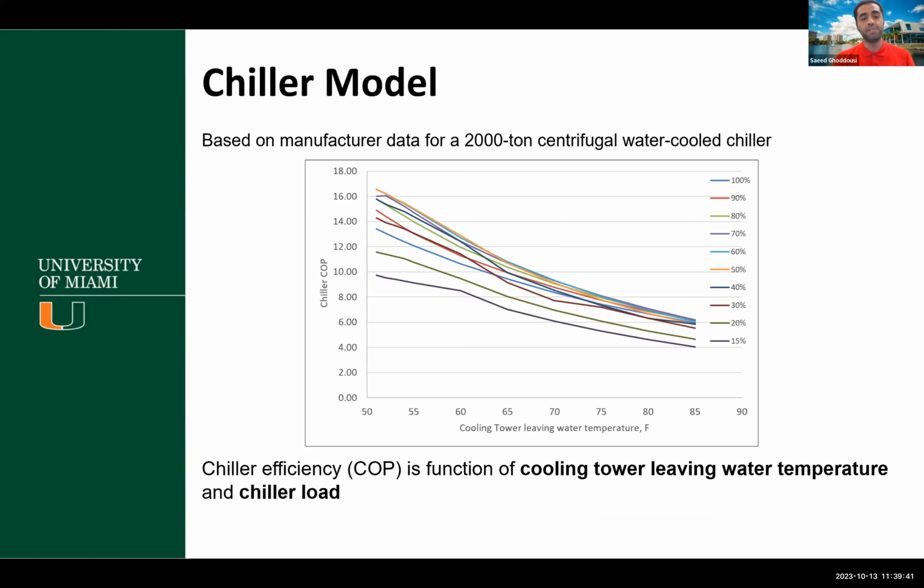For the chiller model, I said that we use a real manufacturer chiller. You can see the 2,000 ton centrifugal water-cooled chiller. By reducing the leaving water temperature, you can have a higher efficiency of the chiller. The chiller efficiency is also a function of the chiller load. Finally, in the chiller model, we have 2 parameters that affect it: the cooling tower leaving water temperature and the chiller load. Based on the real model, we have the model for the chiller.